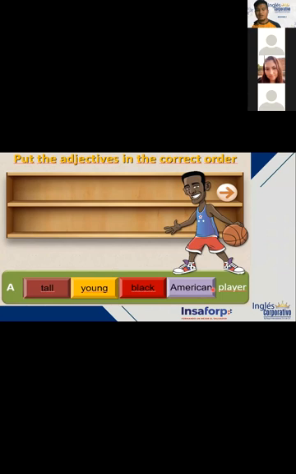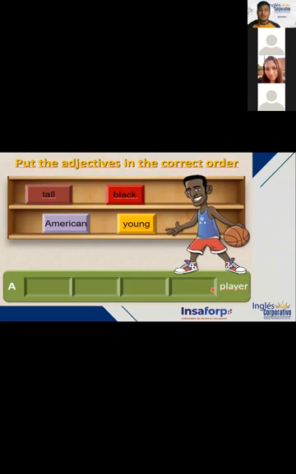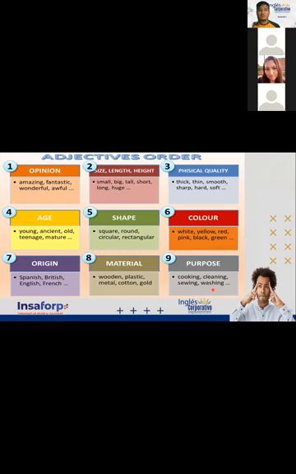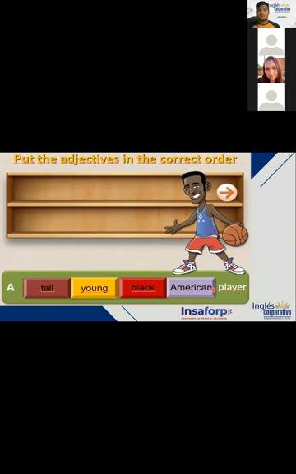So here we have this example, the one that we were checking before. And as I was saying before, it is really important that you remember the order that you need to follow in order to create a sentence, right? As you can see in this example, we have four adjectives at this moment, and we are following the right order. So you can remember that.